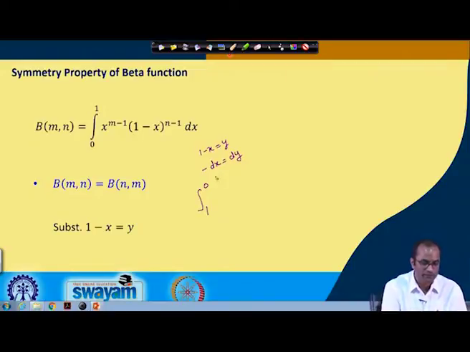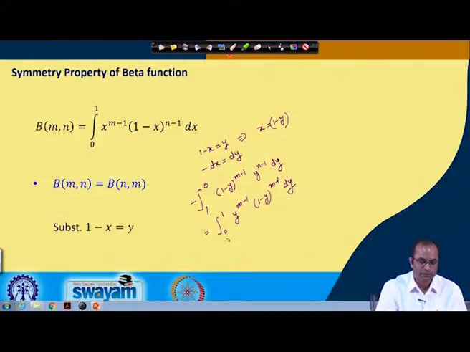So, x to the power m minus 1: from here x becomes 1 minus y, so we have (1 minus y) to the power m minus 1, and 1 minus x is y, so y to the power n minus 1, and dx will become dy with a negative sign. So, this we can now revert, giving the integral from 0 to 1 of y to the power n minus 1 times (1 minus y) to the power m minus 1 dy. This is again the beta function, which as per our notation will be denoted by beta.